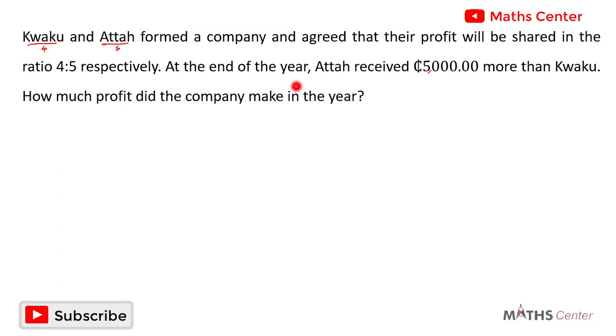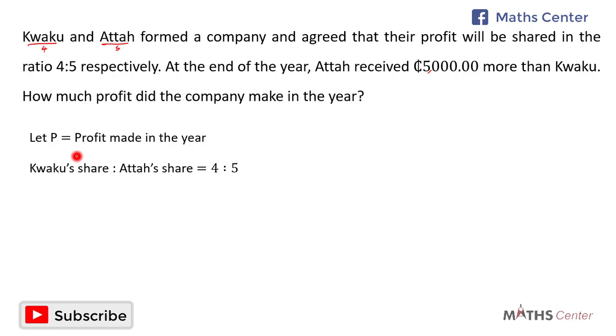At the end of the year, when they shared the money, Atta received 5,000 cedis more than Kweku. The question wants us to use this information to calculate the profit that the company made in the year. We are looking for the profit, so let's represent it with a variable. So let's say P is equal to the profits made in the year.